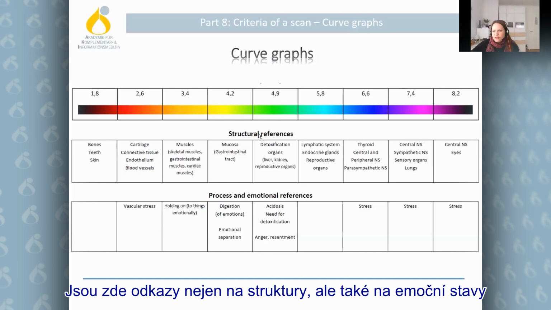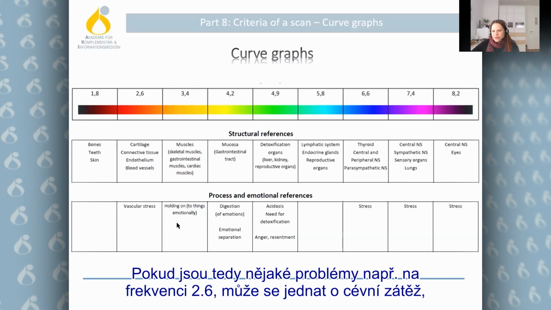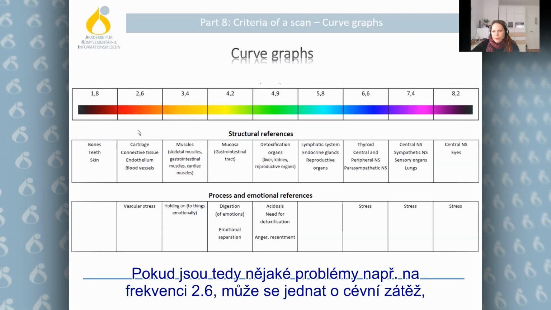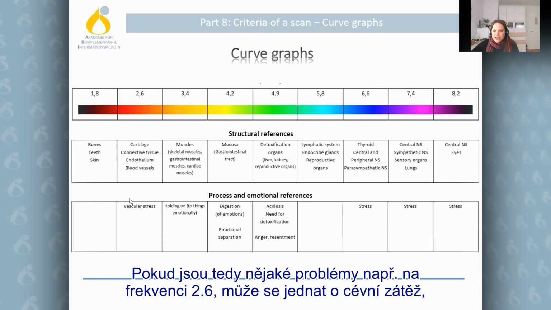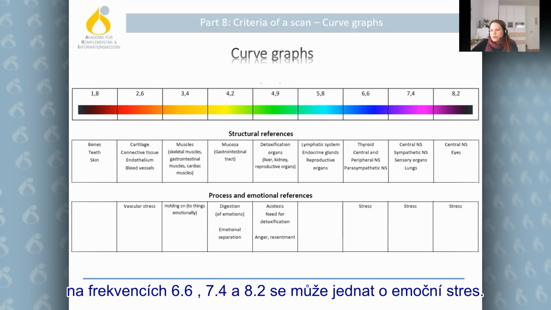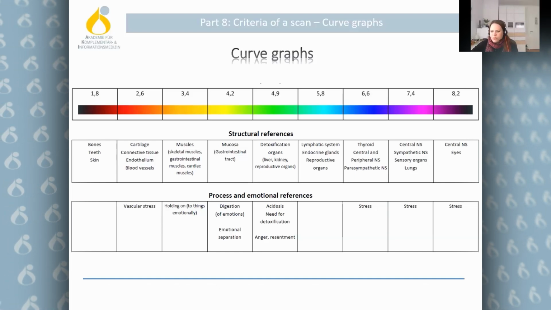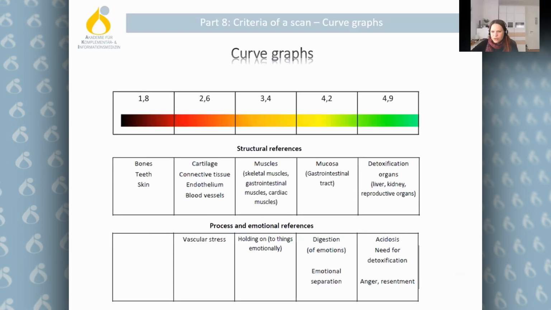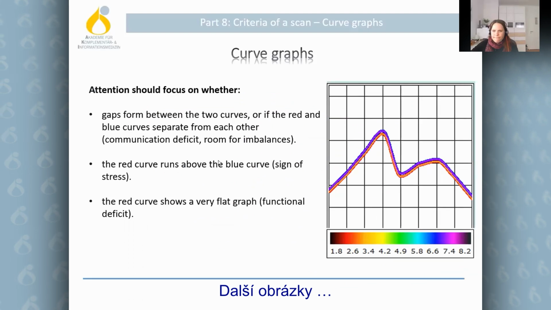So we have structural references, but also emotional references. For example, when you have problems at the frequency 2.6, it could be a vascular stress, or when you have patterns in 6.6, 7.4, 8.2, it could be emotional stress, for example, the nervous system. But I will show you the next pictures.